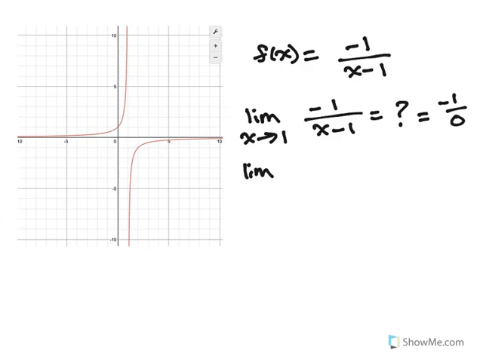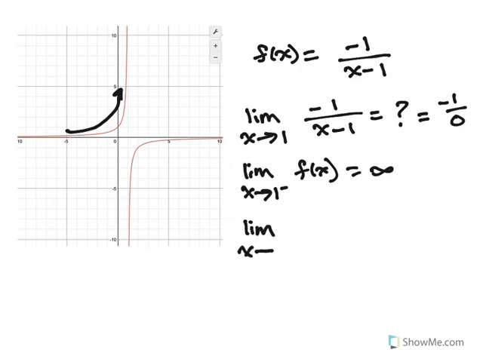If I look coming from the left, it's going up to positive infinity. If I look at it coming from the right, it's going to negative infinity. So that gives me information about what this graph looks like.